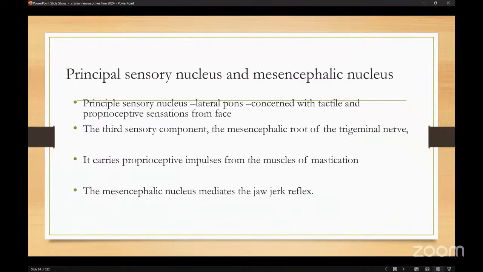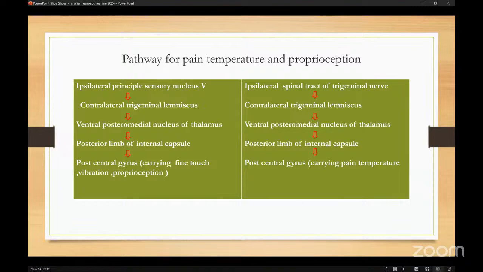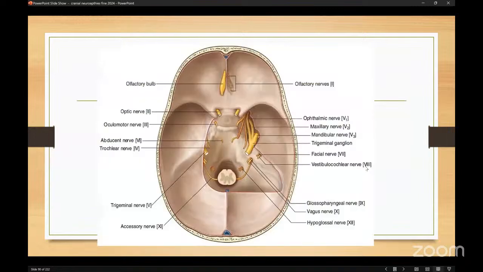So the principal sensory nucleus mainly carries the tactile and proprioceptive sensations from the face. The mesencephalic nucleus carries proprioception from mastication and the jaw jerk. So their pathway is different. Okay. So the principal sensory nucleus is carrying fine touch, vibration, and proprioception sensation, whereas the spinal tract of trigeminal nerve carries the pain and temperature sensation from the face.